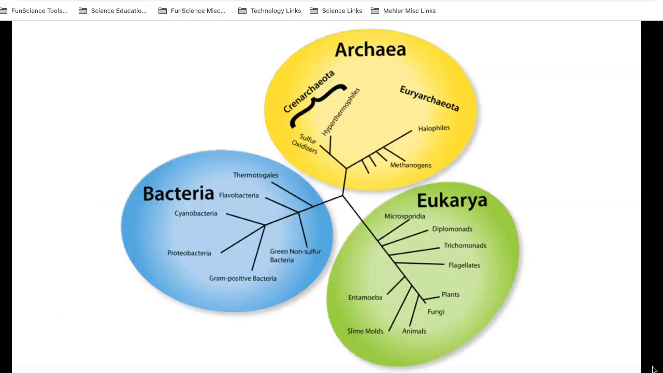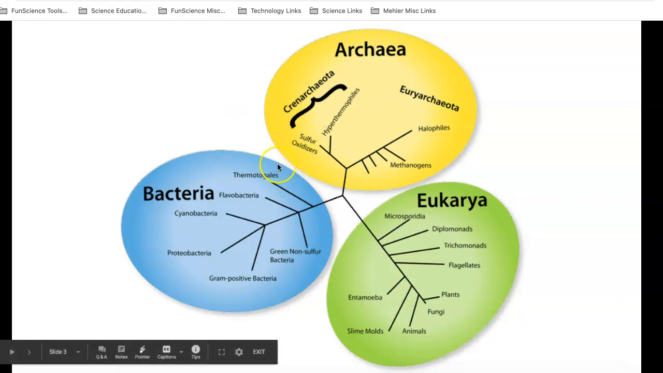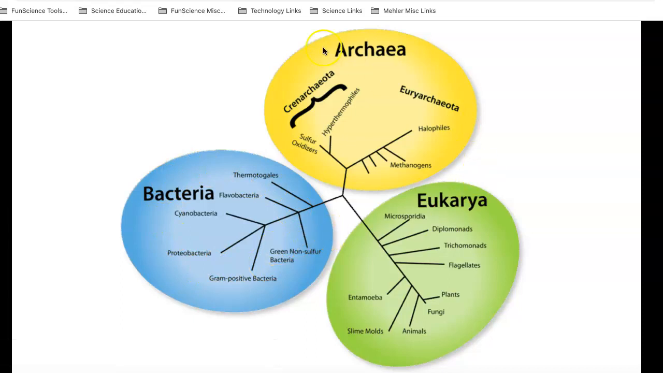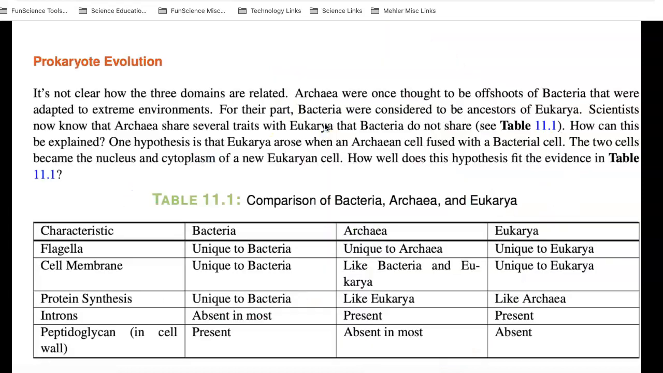There are three domains of life on our planet. There are bacteria, which are here in blue. There's Eukarya, which we're part of, the animal section down here, but that's where we also find plants, fungi, and slime mold, and these are all cells that have a nucleus in them. Bacteria do not. And then we have a domain called Archaea, which was only recently discovered, and it sort of falls between the two of these domains.